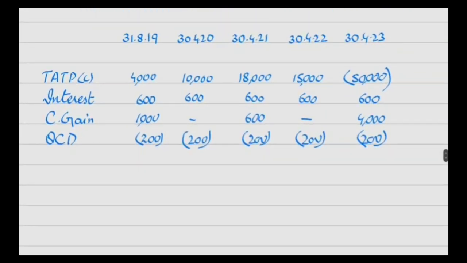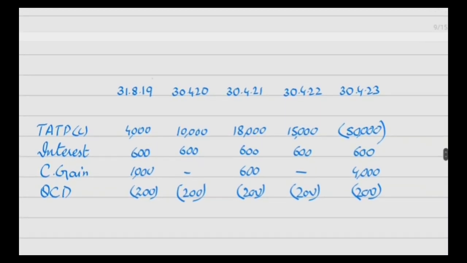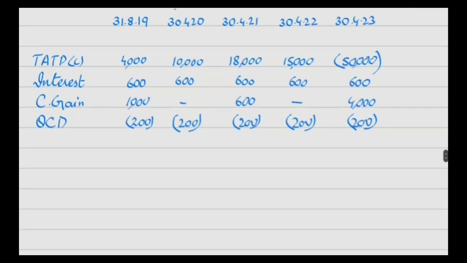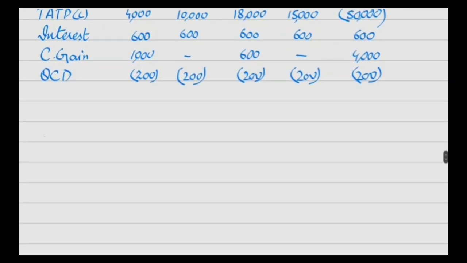So if we have this data: tax adjusted total profit, trading profit, interest, capital gain, QCD. So we have to solve this by carrying back this loss for the period of 36 months. Here you can see that our accounting period is for 8 months, and we have to carry back our losses for the period of 36 months. So first you have to write it down.